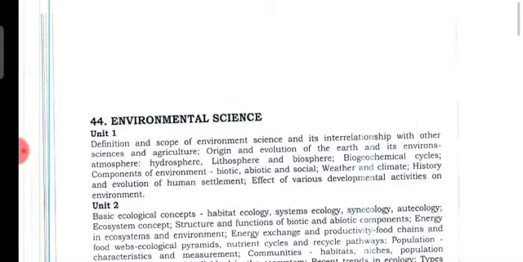Next is biogeochemical cycle, components of the environment: biotic, abiotic and social, weather and climate, history and evolution of man settlement, effect of the various development activities on environment.